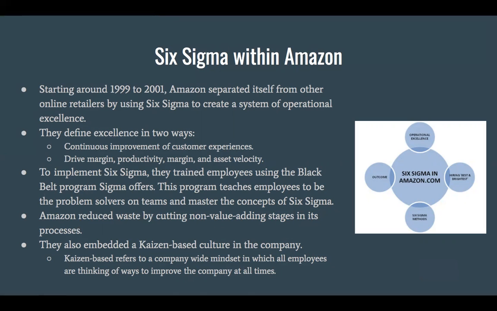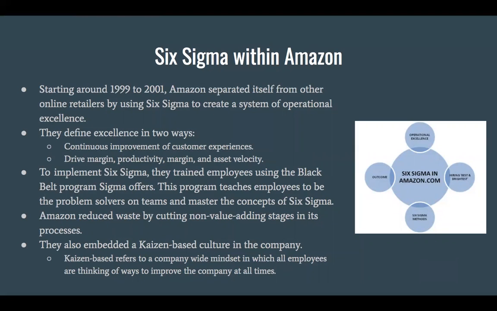So around 1999, 2000, around the turn of the millennium, Amazon separated itself from other online retailers like eBay by using Six Sigma to create a system of operational excellence. They define excellence in two ways. The first being continuous improvement of customer experiences. So just making sure customers are always satisfied and have a better experience every time they shop. And the second excellence is to drive margin, productivity, and asset velocity.